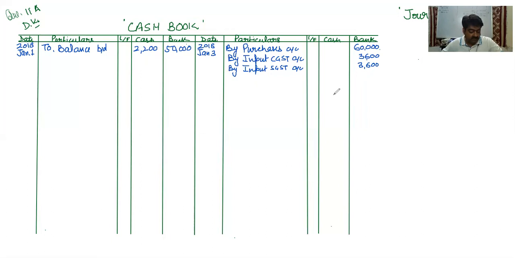Now you see next is on January 4, sold goods for rupees 40,000, trade discount 15%, IGST 12%, and payment received by cheque. So this time, this is our sale. So amount will come in the debit side, and journal entry will be bank account debit to sales account and to output IGST account. A very simple treatment will come in the debit side, and that is to sales account and to output IGST account.